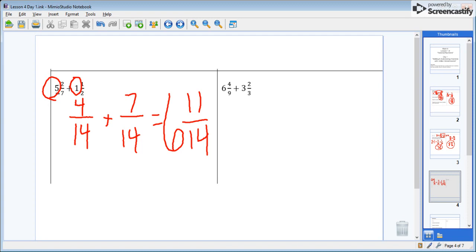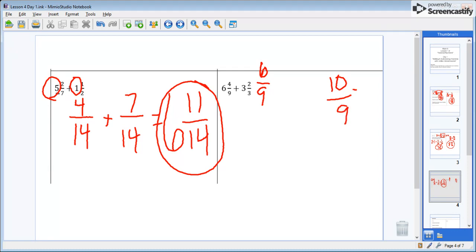Is your answer in lowest terms as a mixed number? Yes, it should be. Your next one, your common denominator is 9. So 2/3 can get changed to 9 by multiplying the 3 by 3 and the 2 by 3, which makes it 6/9. So now go ahead and add your fraction piece together. 4/9 and 6/9 is 10/9.